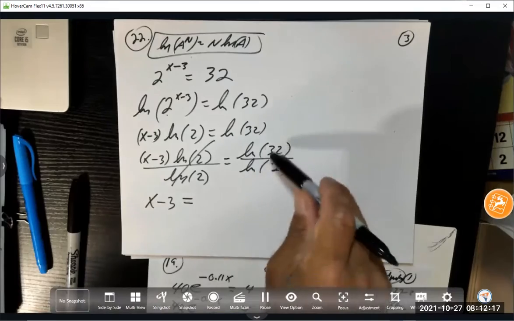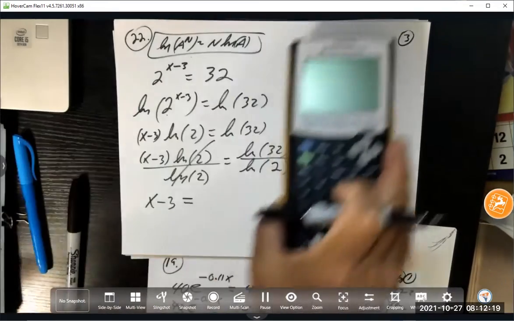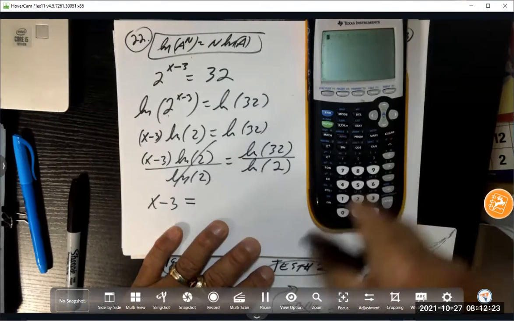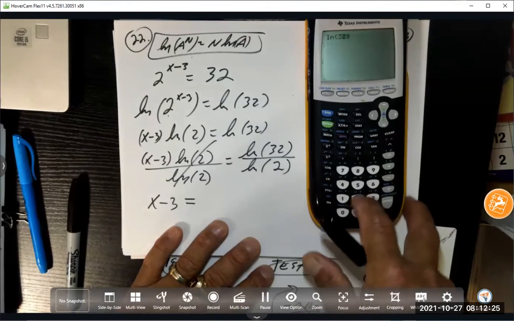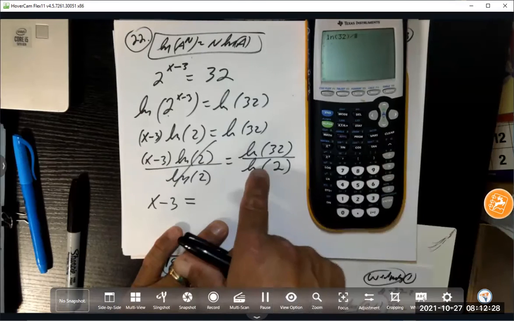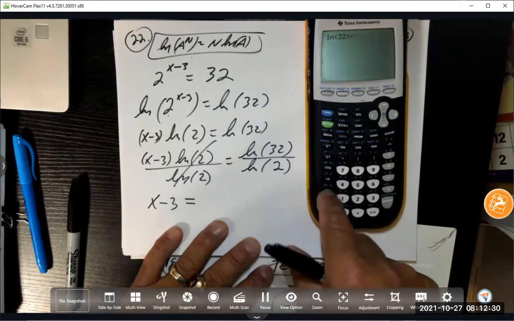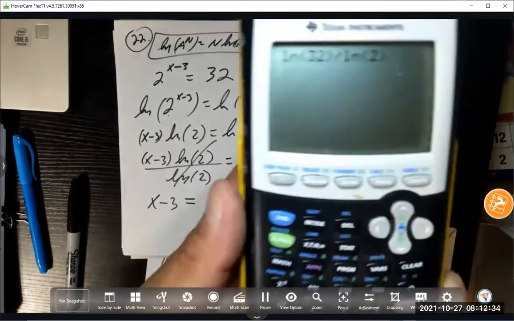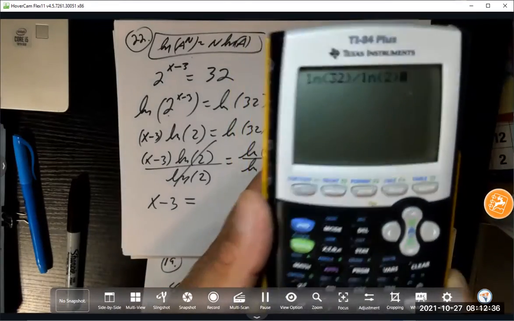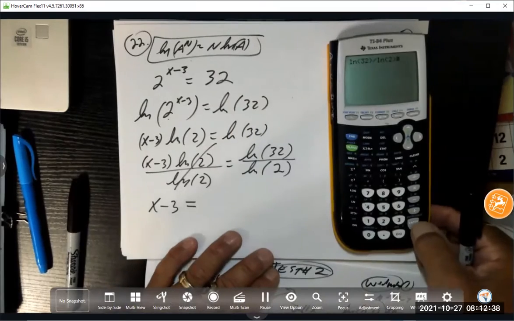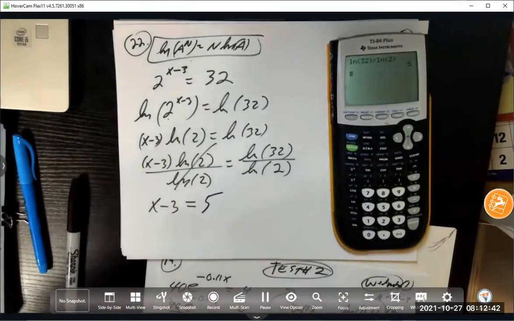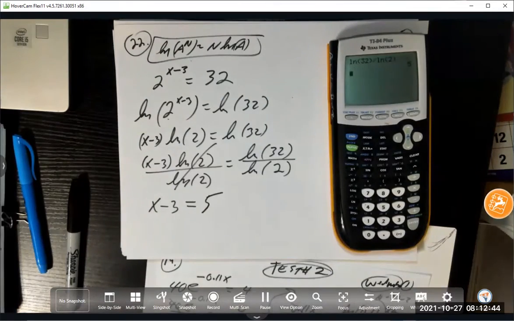What's ln of 32 divided by ln of 2? Let me do it on my machine. Hang on a second. Clear. ln 32 divided by ln of 2. All right, y'all do that right there. All right, so now, boom. Got 5. I got 5 exactly. Do y'all get 5? Yes, I got positive 5. That was it.